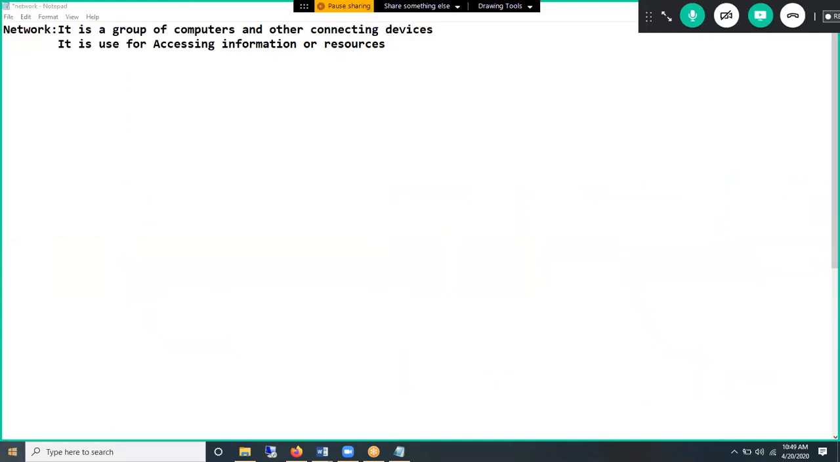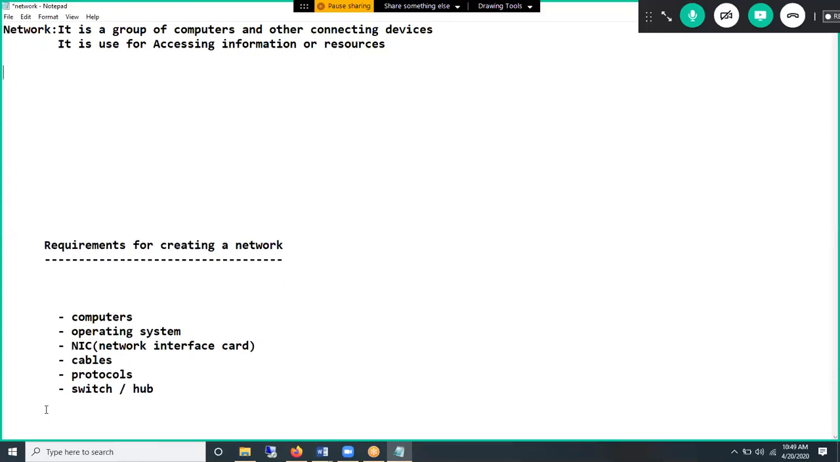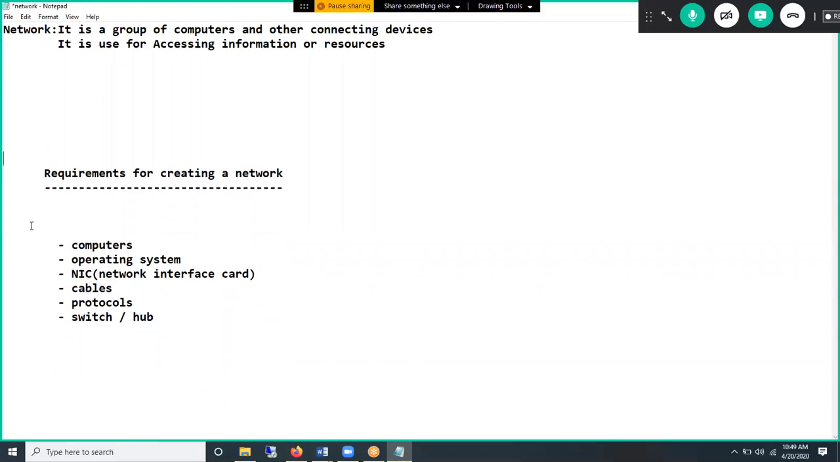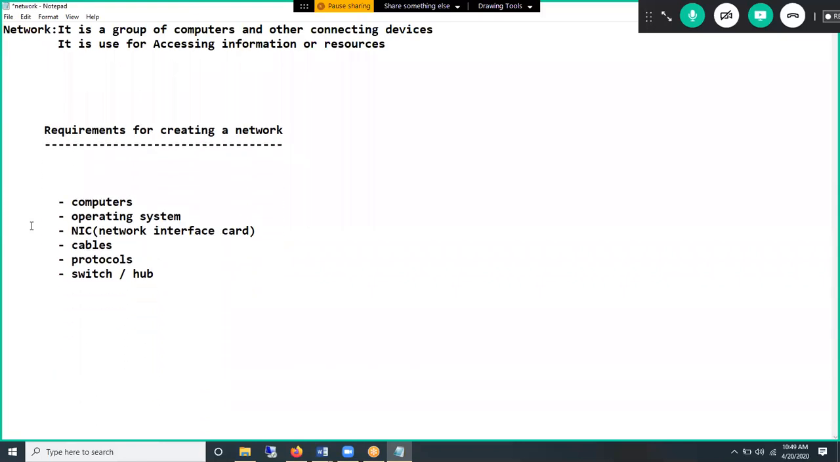There will be some requirements which I can say are mandatory. There are some requirements we can even say are optional. Based on the requirement, if you want, you can connect, and if you don't want, you don't connect. These are the mandatory requirements. There is no network without computers, without an operating system, without a NIC card, without cables, without protocols, even without a switch and hub.